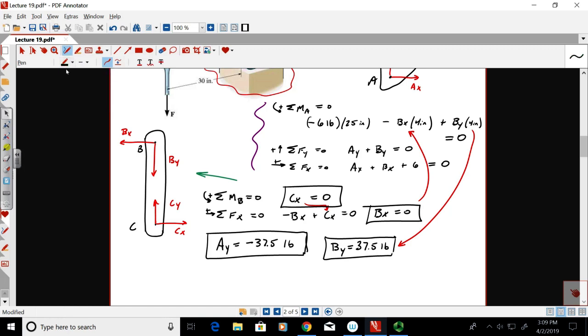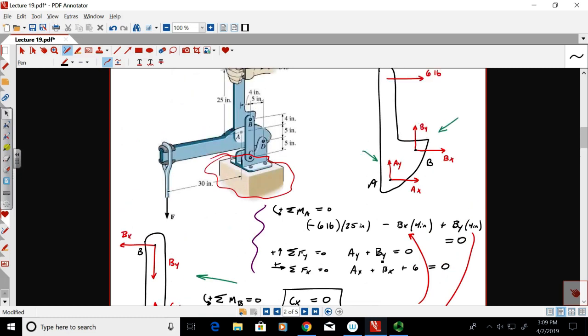None of this helps me solve for what I want to do. Well, it sort of does, but I still haven't solved for what I want to solve for. But AX is minus 6 pounds. Right? That just means that AX is not to the right, like I have it here on my diagram, but it's actually to the left. Don't redraw it. It's not worth it. Okay?